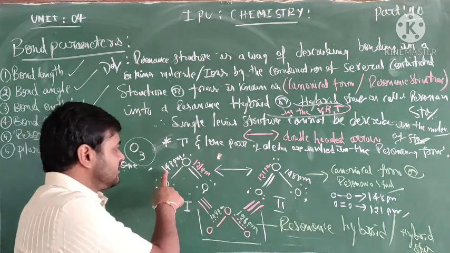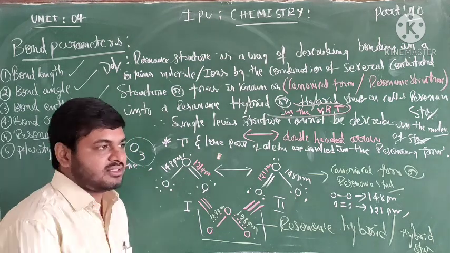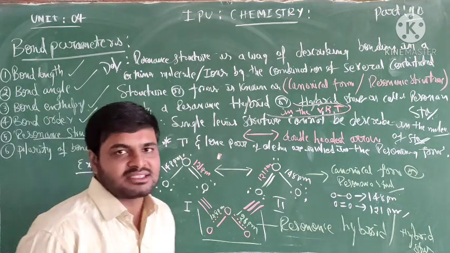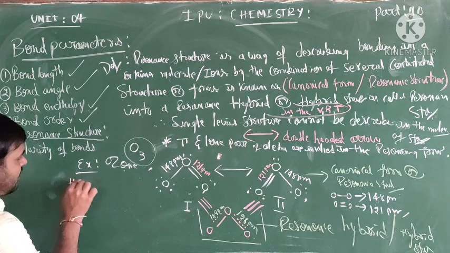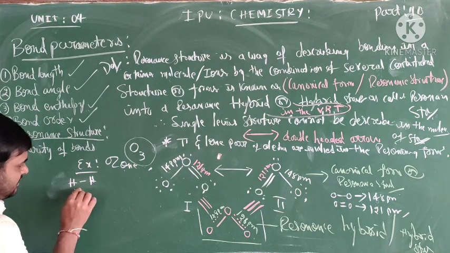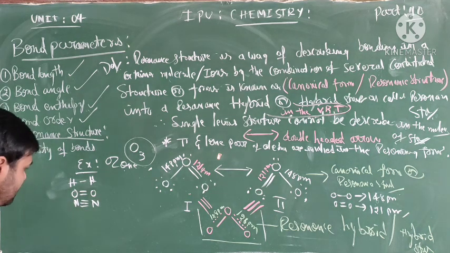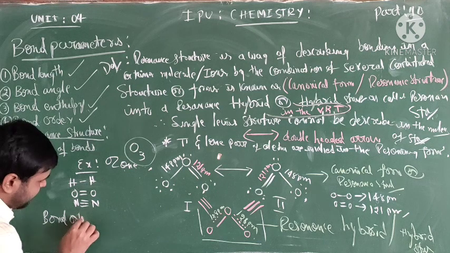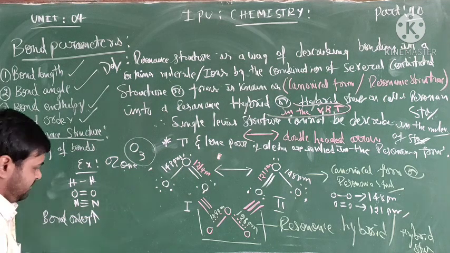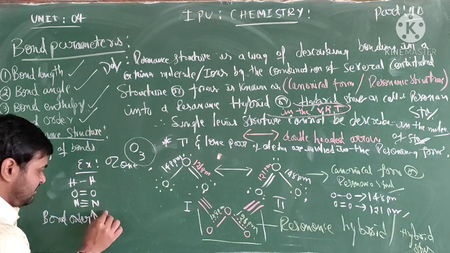Clear? A single bond is 148, the double bond is 121, so the length decreases. We already discussed this in the last videos of the last classes: hydrogen single bond, oxygen double bond, nitrogen triple bond. Right? So the bond order increases: 1, 2, 3. Bond order increases.